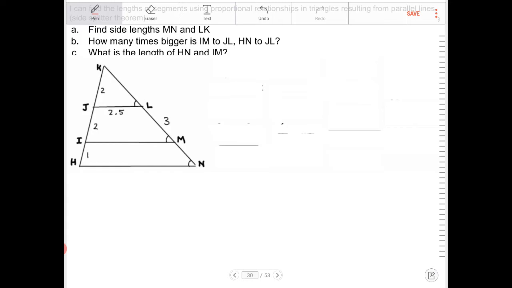So hopefully you had some time to think about this. We need to find the side lengths of MN and LK. Let's start there. MN and LK, which are these segments right here and right here. So again, trusting our understanding of the mathematics here, we can actually compare this to this as to these two together, right? But that would be too many unknowns. Our goal is to figure out what those things are in question. So how are we going to do that?